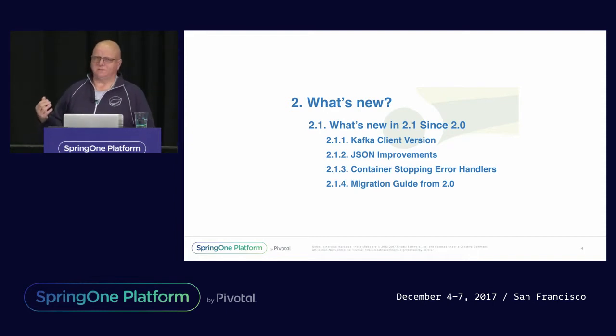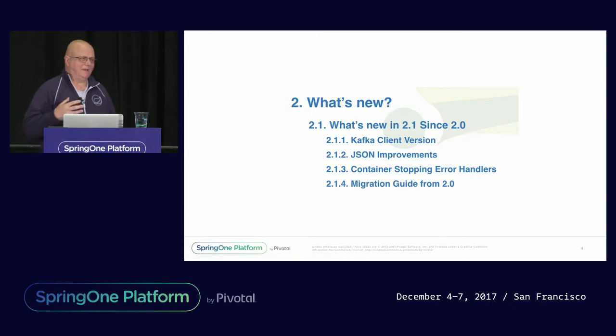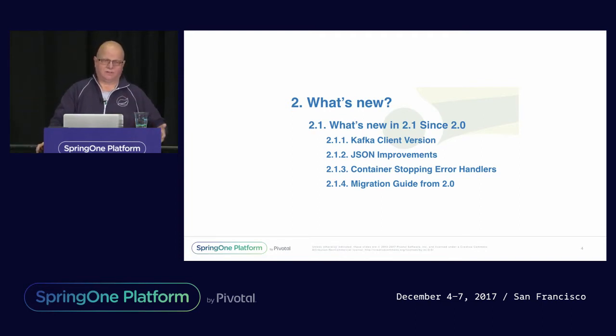If I get a message from Kafka, and I don't understand it or can't process it, and we throw an exception, then just stop the consumer, stop the container. So we now have error handlers that you can inject into the listener container that, on an exception, will just stop the container. And so when you start the container later, that failed message will be redelivered.